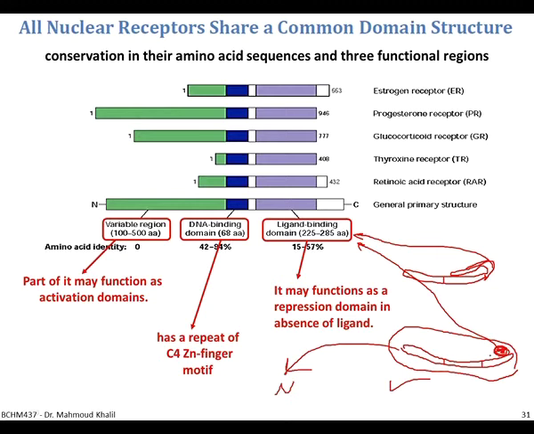So in the absence of the ligand, the ligand binding domain acts as an inhibition for the nuclear receptor, in order not to go inside the nucleus.